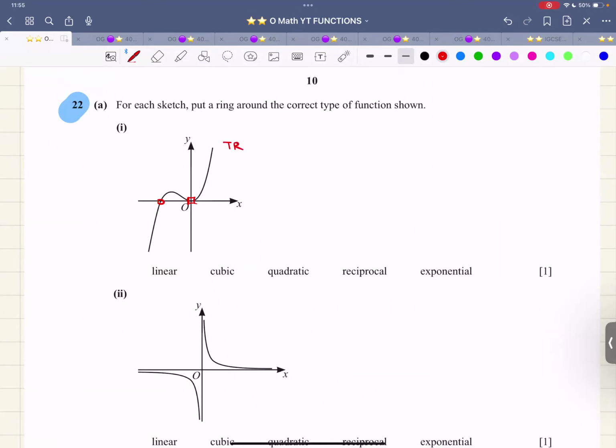As long as you see from top right to bottom left, something like this, or top left to bottom right, it's a cubic. Of course, it's not linear. It's not quadratic. It's not reciprocal. It's not a power function. So of course, it has to be cubic.